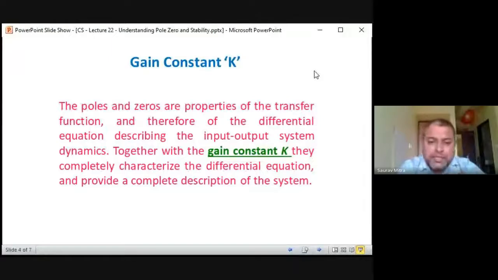If you keep increasing the value of K up to 20, suppose when K is 19, the poles are very close to the j omega axis. That is still stable, but the relative stability is less. As soon as K is equal to 20, the poles are on the j omega axis, and they start oscillating with a sustained oscillation. When the poles were on the left side of the j omega axis, they were oscillating, but the oscillation was damping, it was reducing.